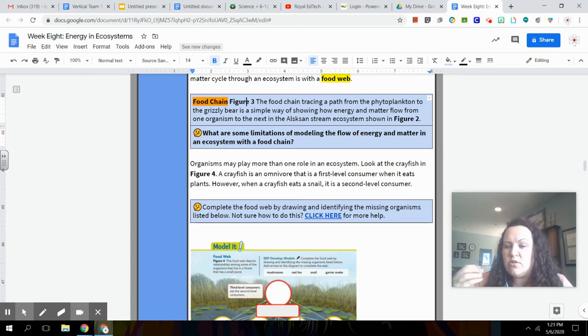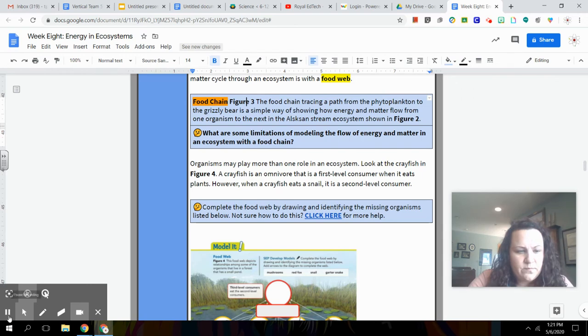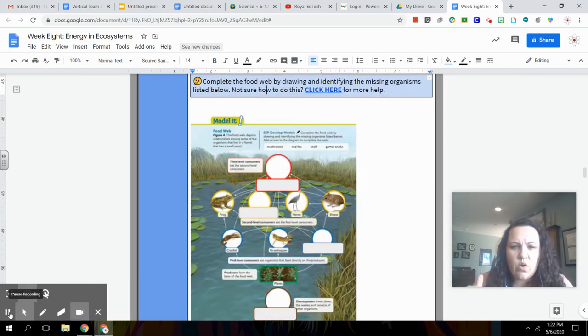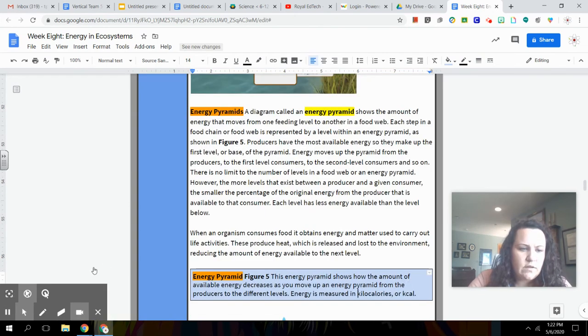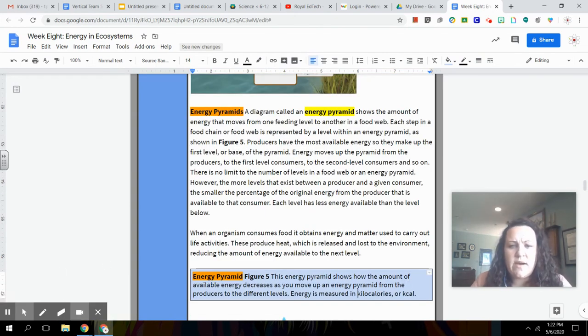So hopefully that helps you process and think through how you're going to answer that question. As I continue scrolling, the next part is talking about this food web right here. You're going to click on it, and then type in the names. If you have questions, watch that tutorial.